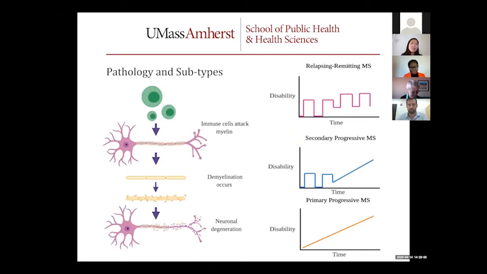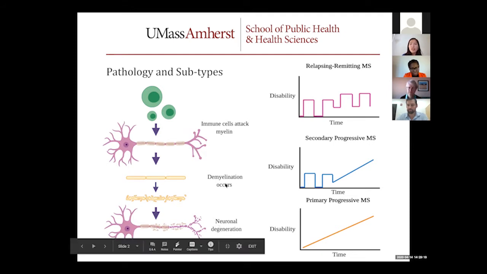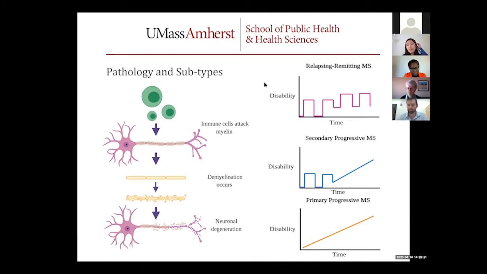Today we'll be presenting on investigating differences in spatial and temporal gait parameters between multiple sclerosis subtypes. So what is multiple sclerosis? It's a demyelinating disease of the central nervous system where autoreactive immune cells attack the myelin sheath of the neuron, and this progresses to neuronal degeneration. And there are different subtypes of MS, and they're characterized by the progression of the disease.